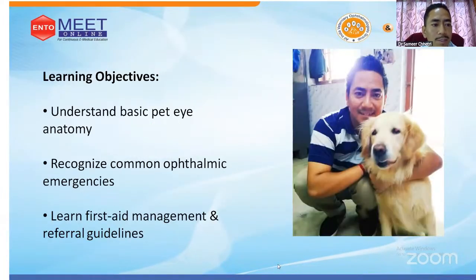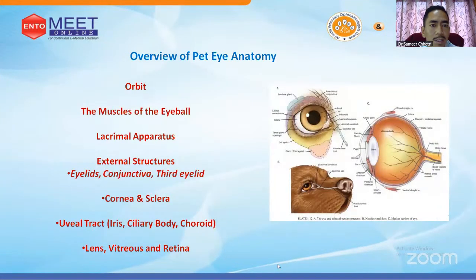So now, learning objectives: understanding the basic pet eye anatomy, recognizing common ophthalmic emergencies, and learning first aid management and referral guidelines. So we all know this part, overview of pet eye anatomy, just a kind of a refresher.